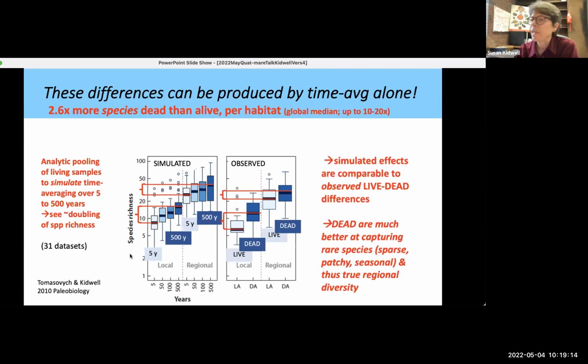And these are in these same 31 subtidal subsets, where if we compare the observed live richness with the observed dead richness, we see it's the same order. And clearly the dead are better at capturing rare species, and thus this true regional diversity. They also do a good job of capturing proportional relative abundances of those taxa, which is extremely hard for a biologist to get from any single survey. It's just too much work.